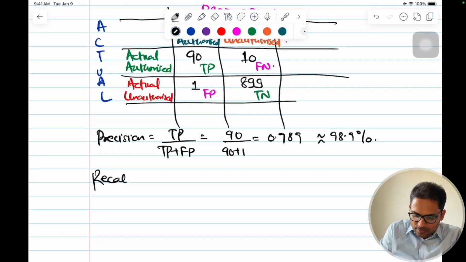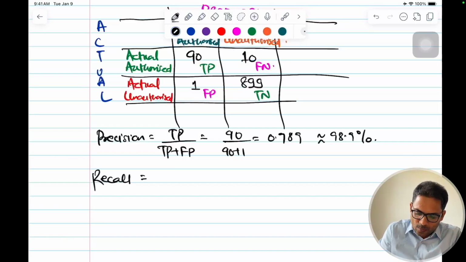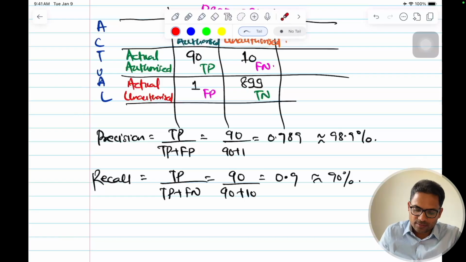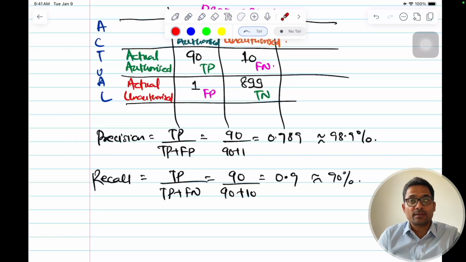What will be my recall? Recall is on this line. So this is your true positive by true positive plus false negative, which is 90 by 90 plus 10. So this is 0.9, or approximately 90%. So even your recall is fine. Only 10% are missed. So 90 and 99, almost 99%.